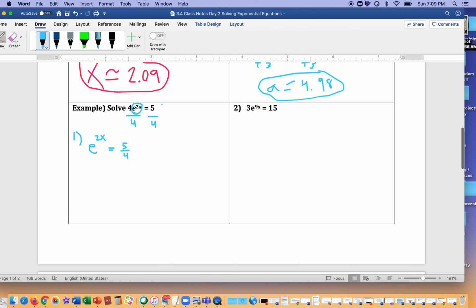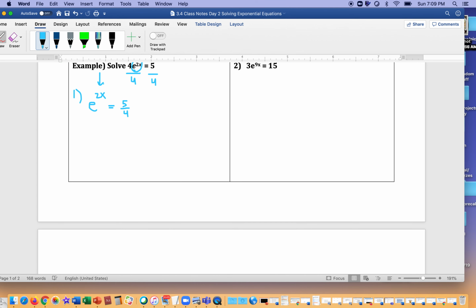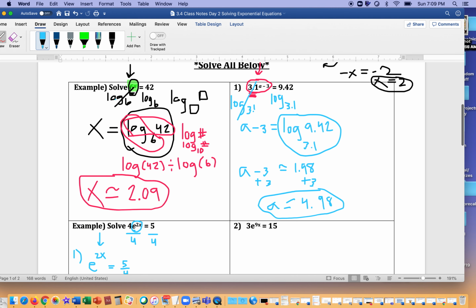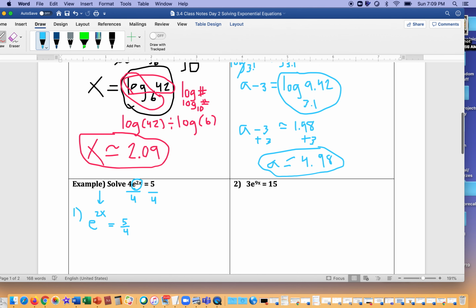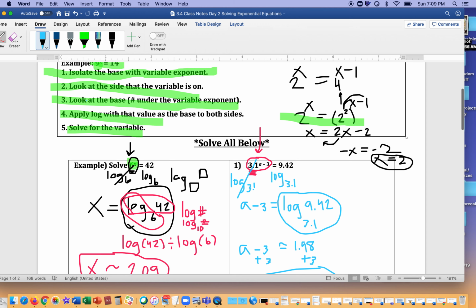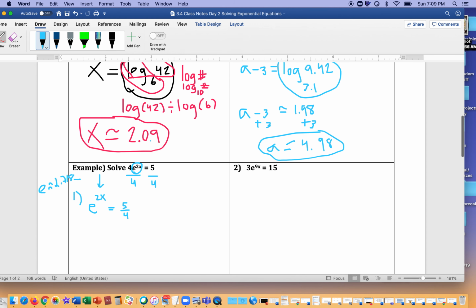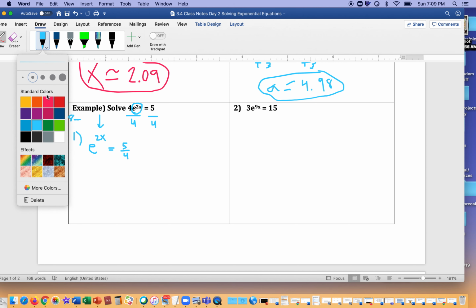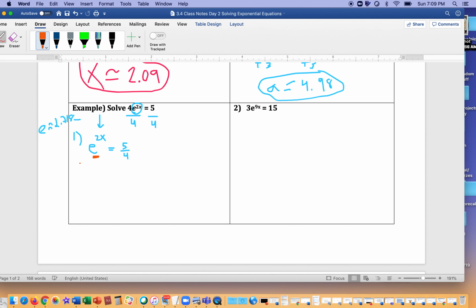Step 2, look at the side that the variable is on. Again, we're looking at the left-hand side, the side that x is on. E, just like pi, represents a number. E is approximately 2.718. That's step 2. Step 3, look at the base. Apply log with that value to both sides. Our base is e. E is a number, okay? You can replace it with 2.7 if you want, but leave it as e.